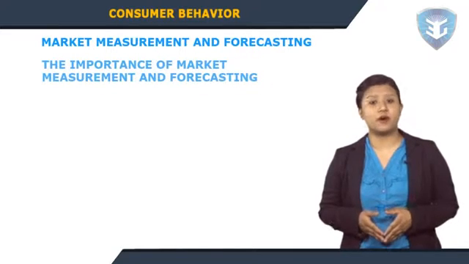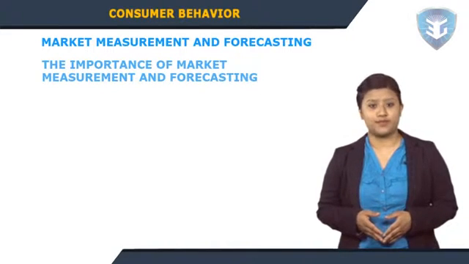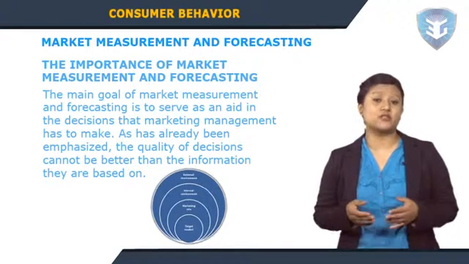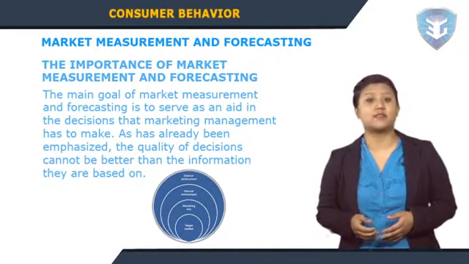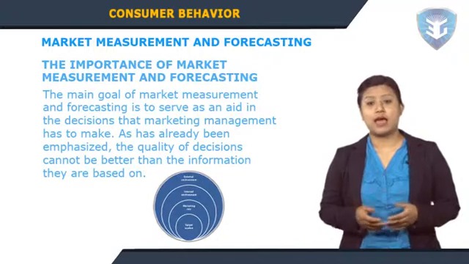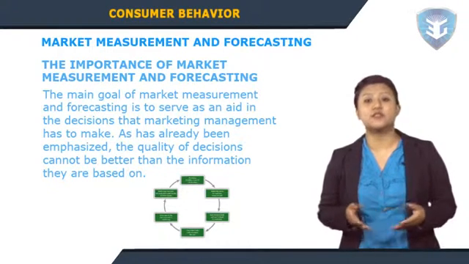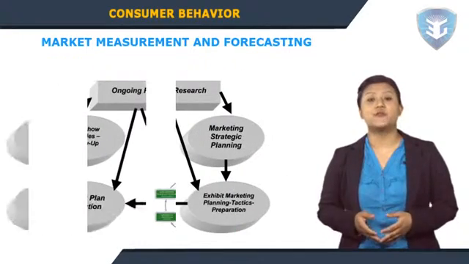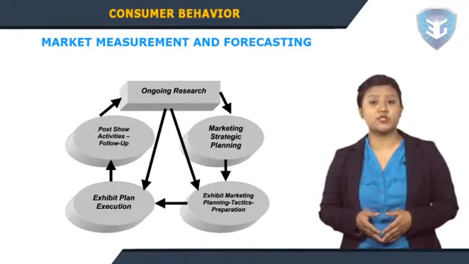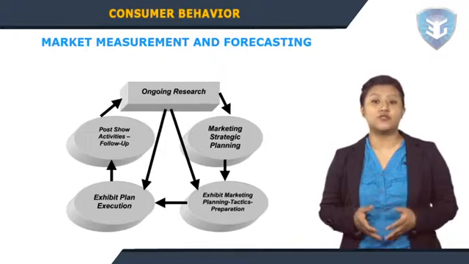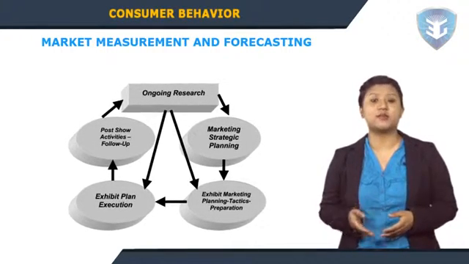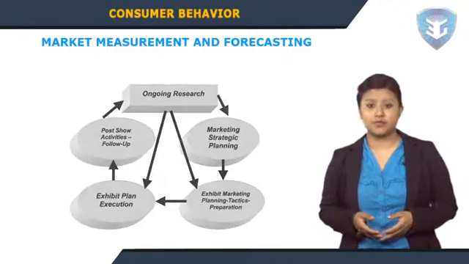The importance of market measurement and forecasting. The main goal of market measurement and forecasting is to serve as an aid in the decisions that marketing management has to make. As has already been emphasized, the quality of decisions cannot be better than the information they are based on. Information gathered enables marketing management to make the decisions in a more objective and scientific manner and to lessen the risk and uncertainty that accompany subjective decisions and guesswork.